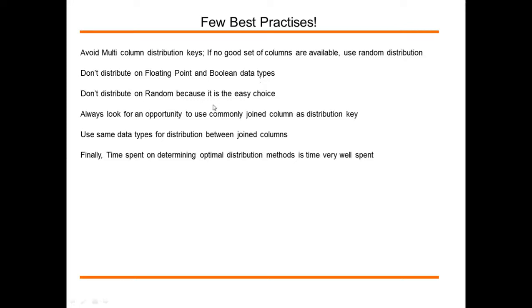Also, don't distribute on random just because it is an easy choice. Always look for an opportunity to use a commonly joined column as a distribution key. Use the same data types for distribution between joined columns. Finally, time spent on determining the best distribution method is time very well spent.